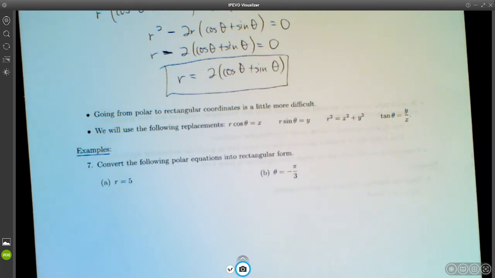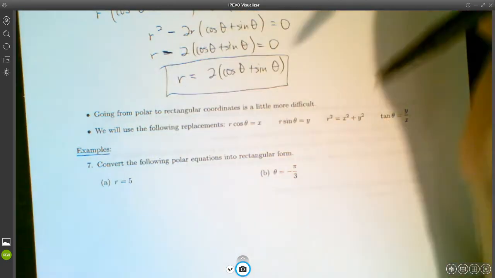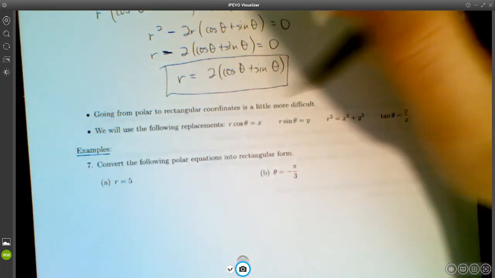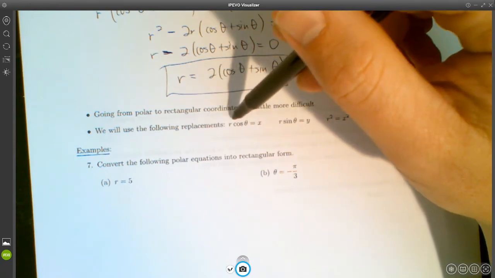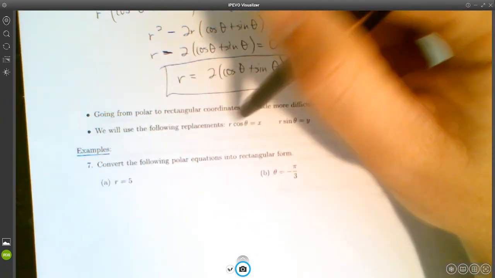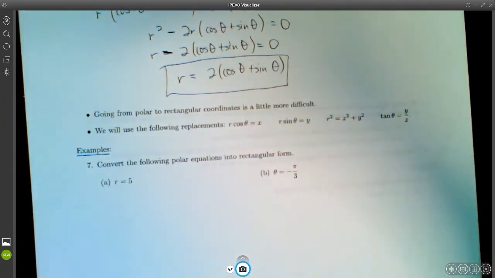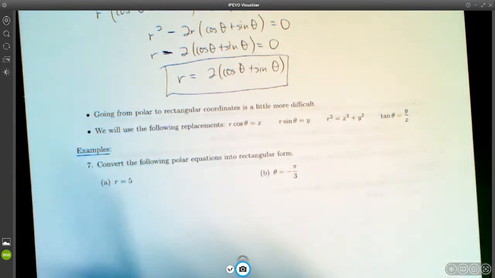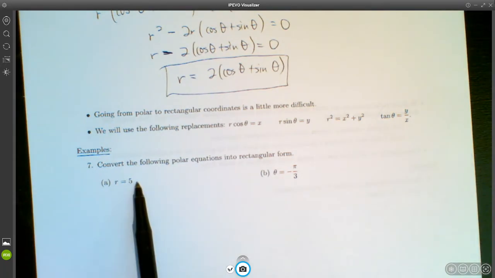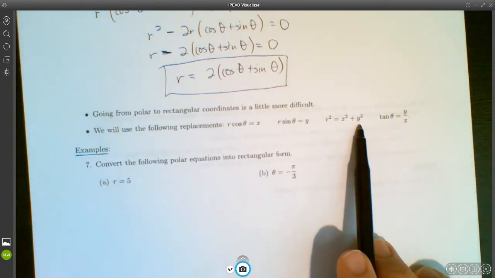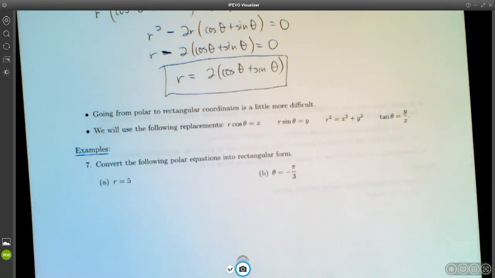Okay? So starting with r equals 5. If I want to change this into a rectangular form, I need to make some kind of replacement. I could say, for example, r is x over cosine theta. That'll get rid of the r, but then it introduces a theta into the mix. And I don't want any r's or thetas. I only want x's and y's. Another thing I could do maybe is multiply both sides of this equation by r. Then I get r squared equals 5r. The r squared I can replace with an x squared plus y squared. But see, then I still have an r on the right-hand side, so that doesn't quite do it.